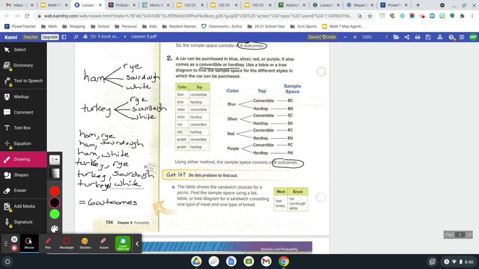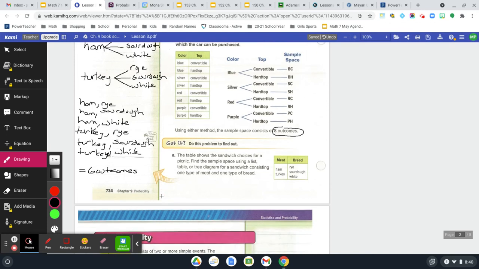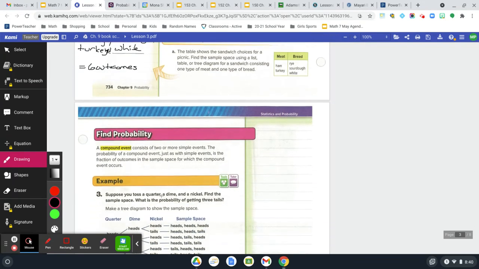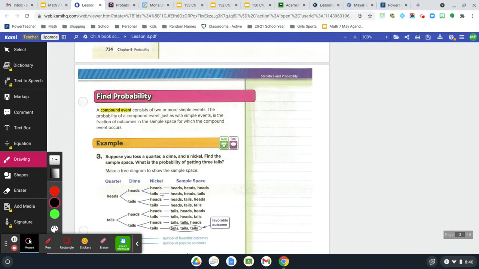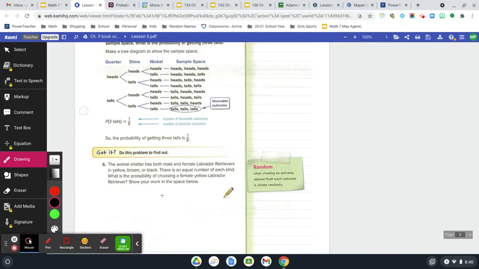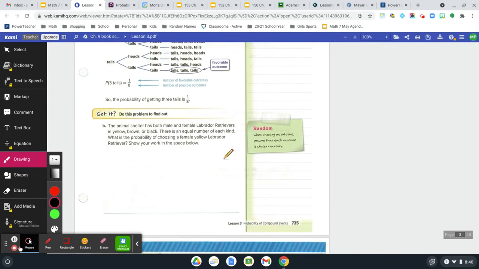Okay. Again, if you need to pause to catch up, by all means, please do so. But we're going to keep practicing these tree diagrams. Okay, so when you're ready, we're going to come down and we're actually going to go to letter B. So we're going to come down to bottom of page 735. Okay, let's practice another tree diagram. So, letter B.